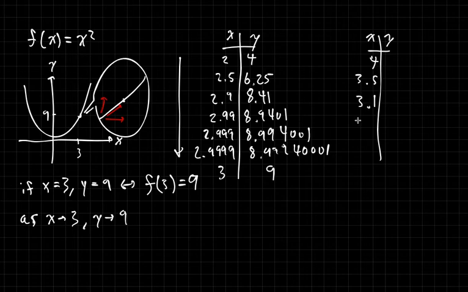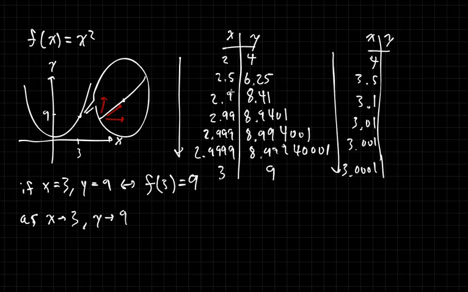3.1. 3.01. 3.001. 3.0001. So these numbers, they're doing the same thing as these numbers. They're both, these x values, they're both approaching 3, which illustrates this idea right here.